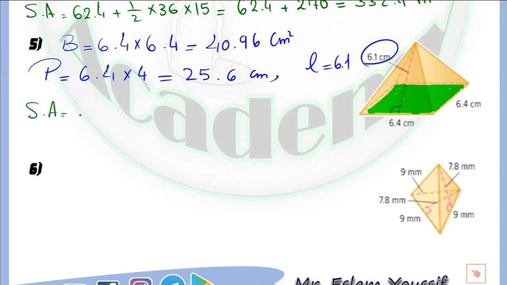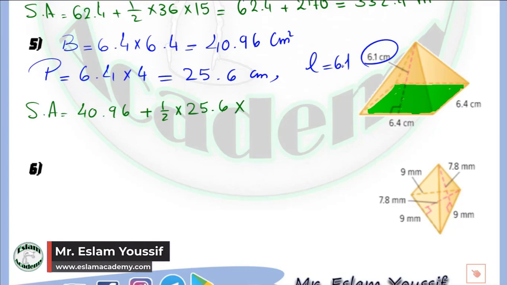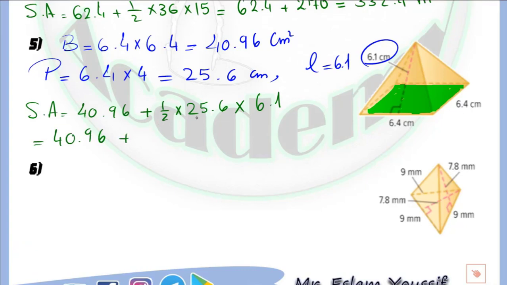The surface area equals the area of the base, which is 40.96, plus half times the perimeter of the base, which is 25.6, multiplied by the slant height, which is 6.1. Now 40.96 plus half times 25.6 times 6.1, the second term will be equal to 78.08. By adding, you will find that the answer will be equal to 119.04 square centimeters. And that's how we can find the surface area of the square and triangular pyramid.